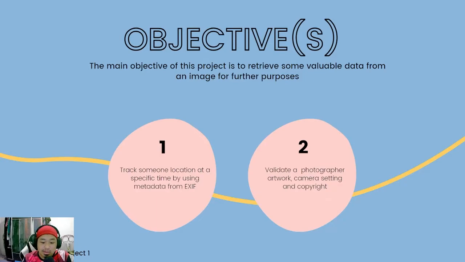So this happens like this: person A takes a picture, and they say that this is my picture, but then person B says that this is my picture. So who is the owner of the picture? From that we can use this system to validate who is the real owner of the picture, because if the photographer puts the copyright in that image, it will be embedded in the Exif data, and we can see that.